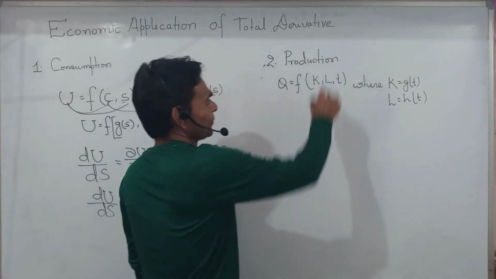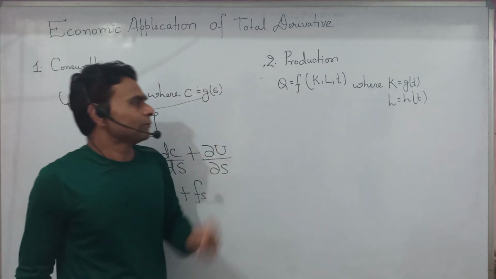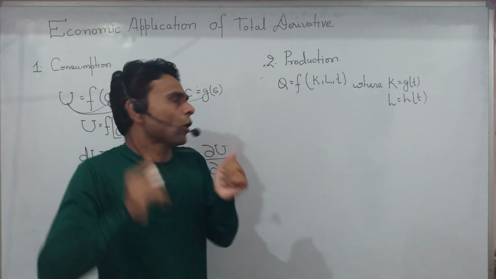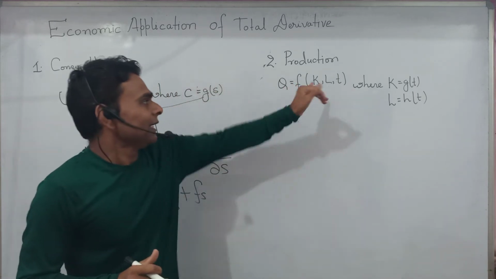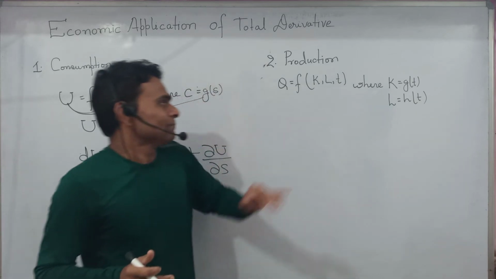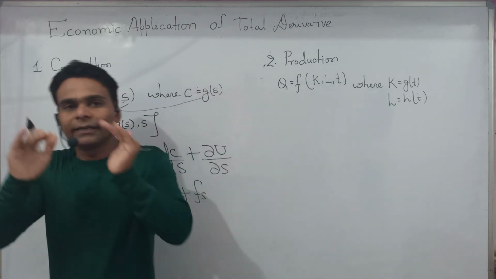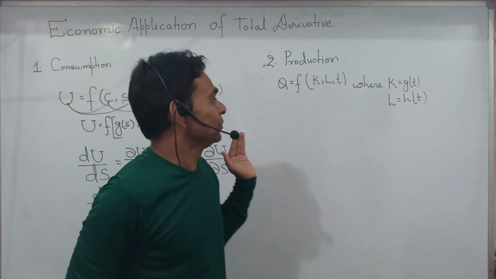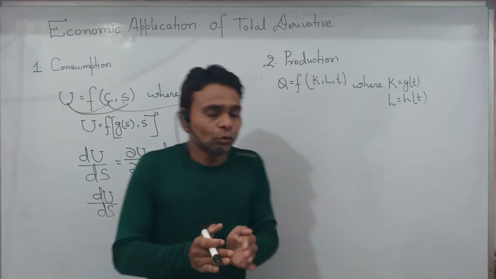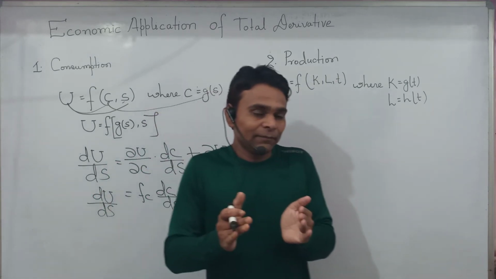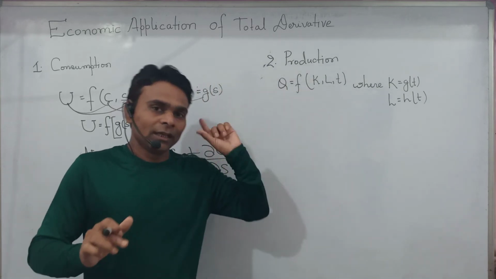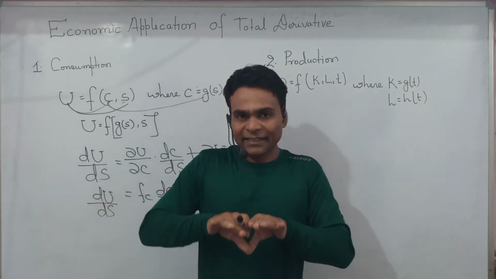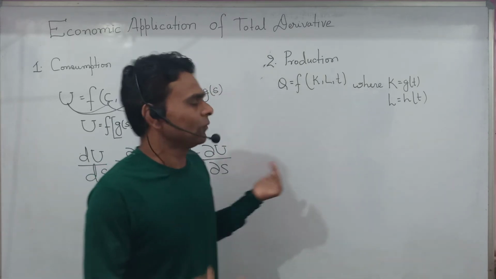Now move to production. Here q is the production function, which is a function of K, L and T. K means the amount of capital employed, L means the amount of labor employed, and T denotes time. Time means that a production function can change over time due to technological progress. Over time we can see improvement in both labor and capital.